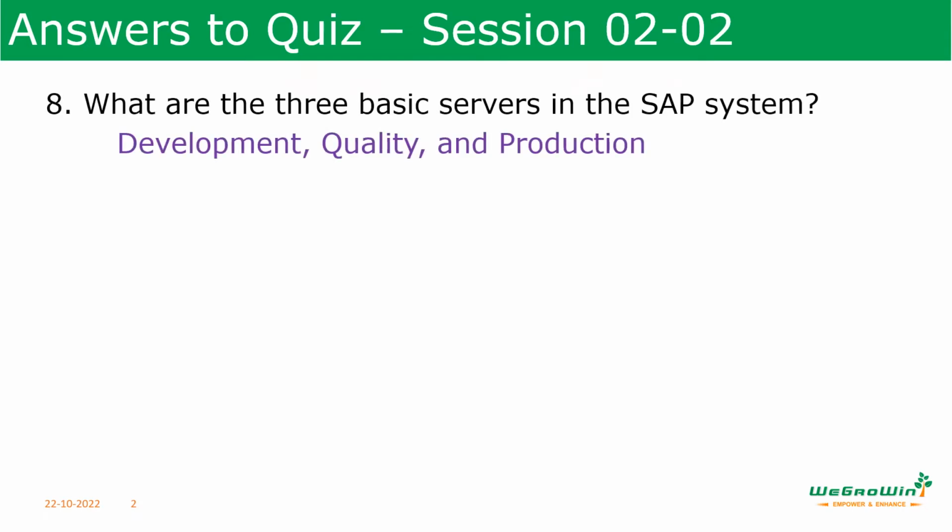So what are the three basic servers in SAP system or basic clients? We discussed development, quality, and production. Development is used by consultants to customize and configure the requirements, and they will do the unit testing also. Quality system is used by consultants and also by the power users to do the testing. Here we suggested to use the best practice. The testing has to be done by the user side, not alone by the consultants, but responsibility should be taken by the business side.